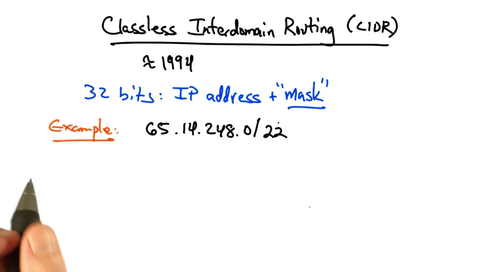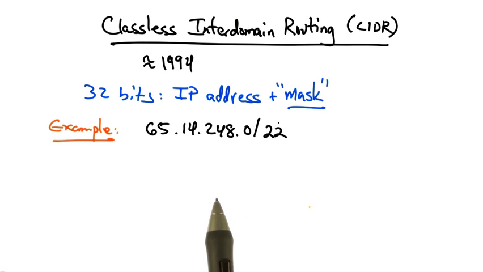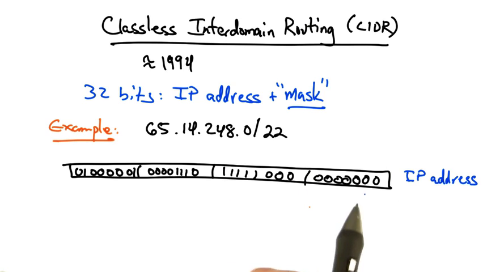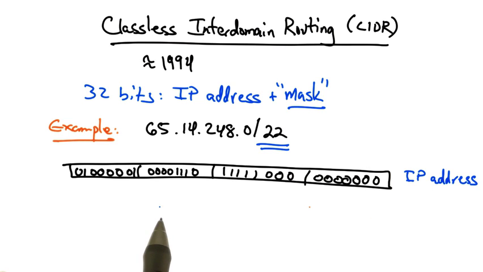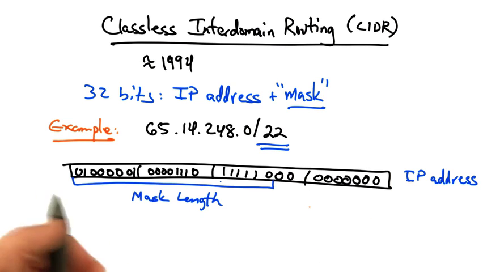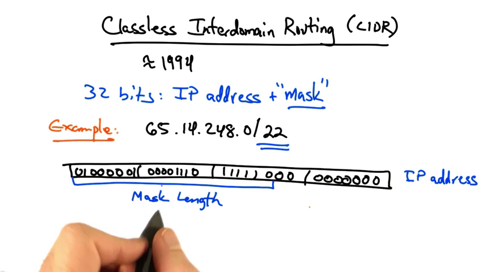So for example, suppose we have an IP address like 65.14.248.0/22. Well, in this case, our 32 bits look like so, but this doesn't tell us how long the network ID and how long the host ID should be. The /22 indicates the mask length, which says that the first 22 bits should represent the network ID.